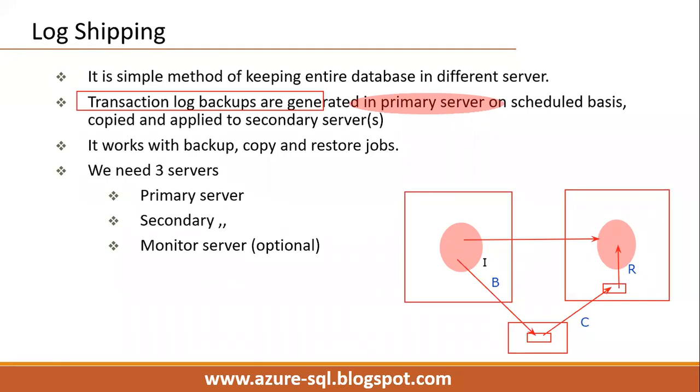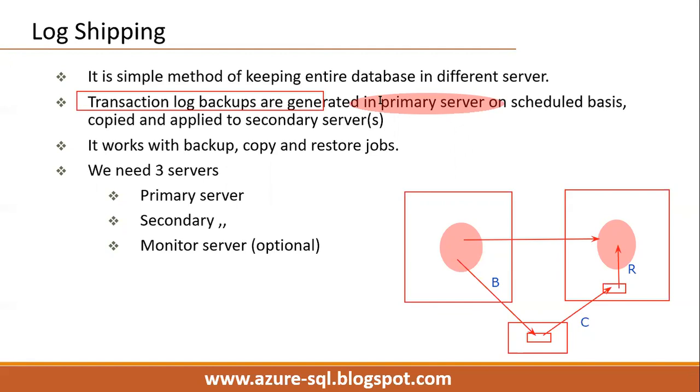Understood, right? Once the jobs are created automatically, whenever changes are made in the primary, they are copied and applied to the secondary automatically. Internally, log shipping works with the help of three jobs: backup, copy, and restore jobs.